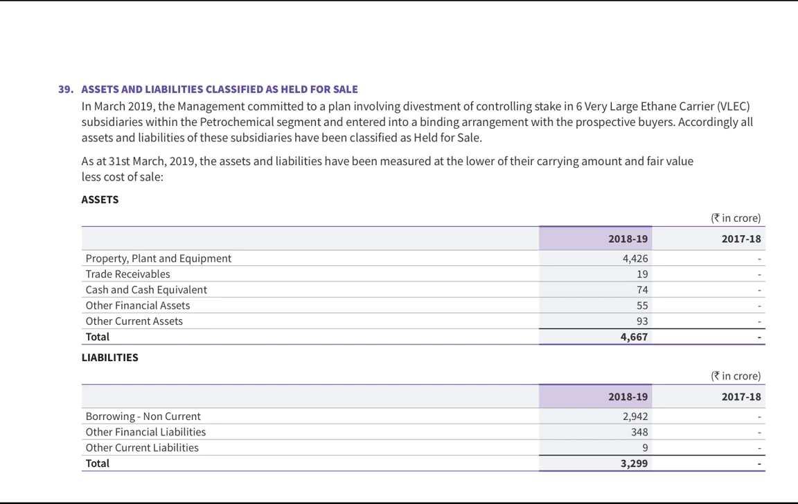Let's read it. In March 2019, the management committed to a plan involving divestment of controlling stake in 6 very large ethane carrier subsidiaries within the petrochemical segment, and entered into a binding arrangement, which is very important, with the prospective buyers. Accordingly, all assets and liabilities of these subsidiaries have been classified as held for sale, which is very important. If your arrangement is final with the buyers, you have to show it as information to the investors that these assets will no longer be there with the company in the forthcoming year. They will be sold off soon.